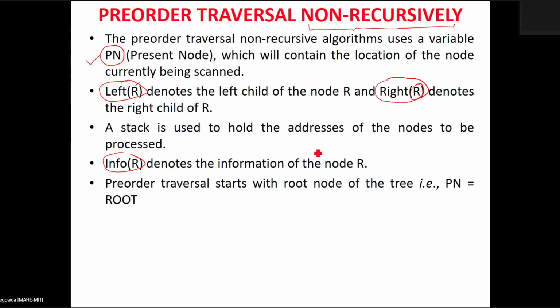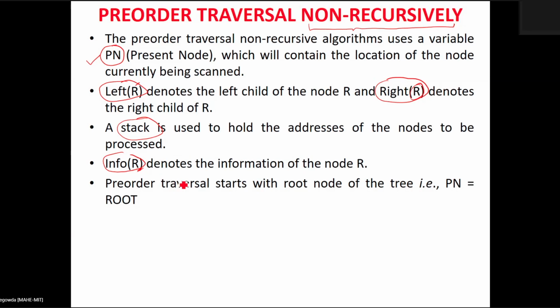In order to traverse all the nodes in the binary search tree, we are going to make use of the stack. The main function of the stack is that it is used to hold the address of the nodes to be processed later. And info R is the variable which holds the information of the given node R.